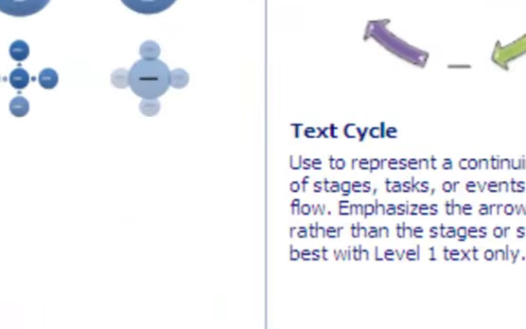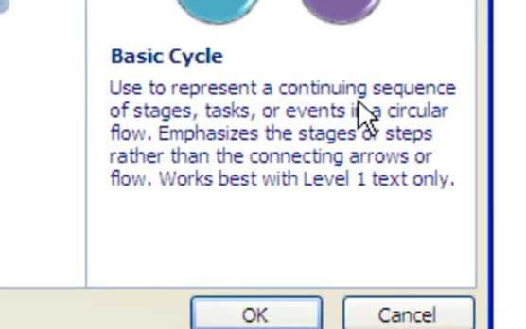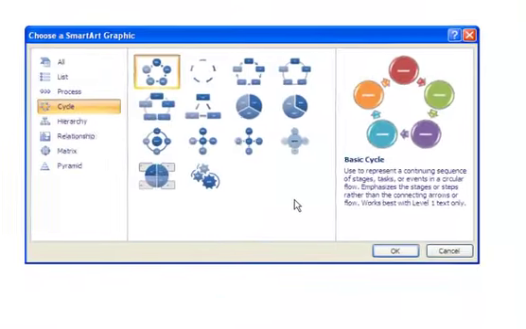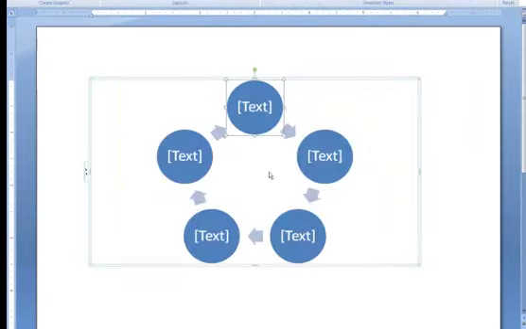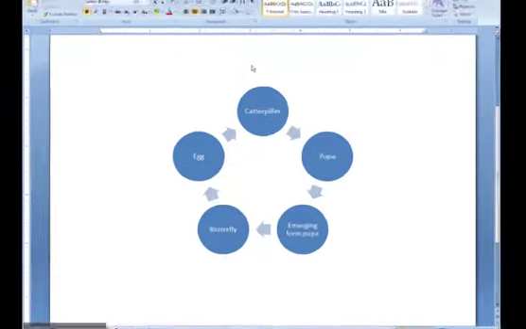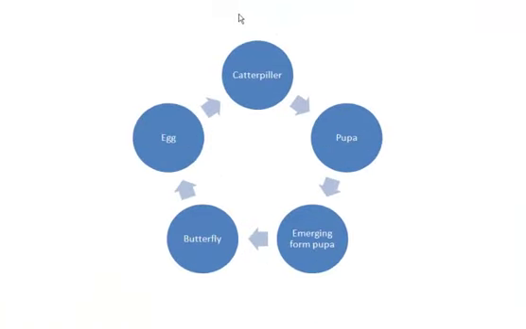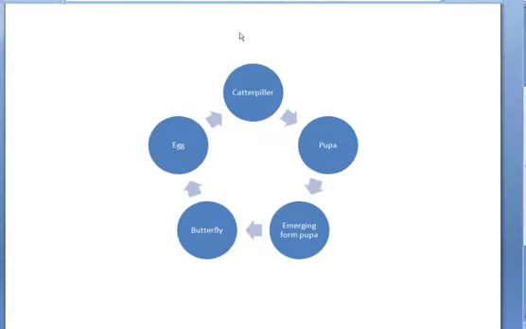So let's try this one. Represents the continuing sequence. Emphasizes the stages and steps. Well, that's good. That's appropriate for mine. So let's click OK. And then I'm just going to type in the stages of my butterfly. After I'm done adding all the stages of the butterfly, I'm going to add a title, and I'm going to call it Stages of a Butterfly.